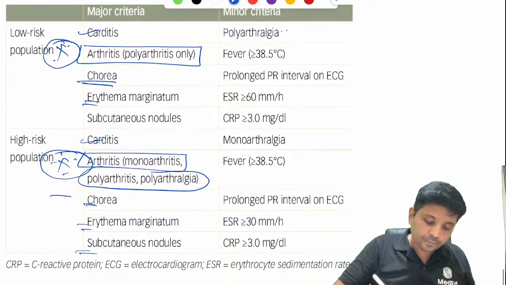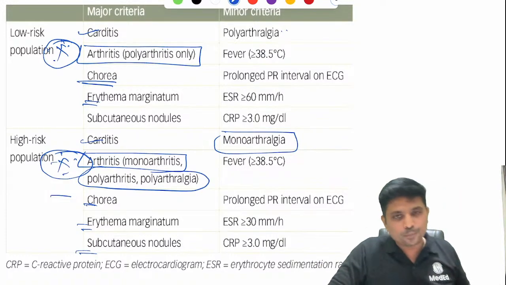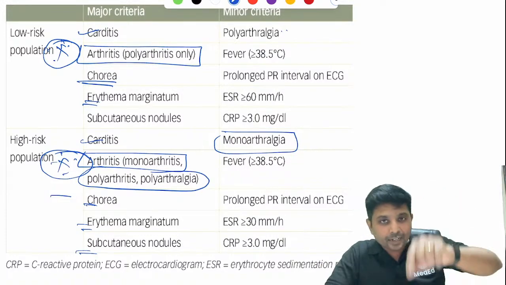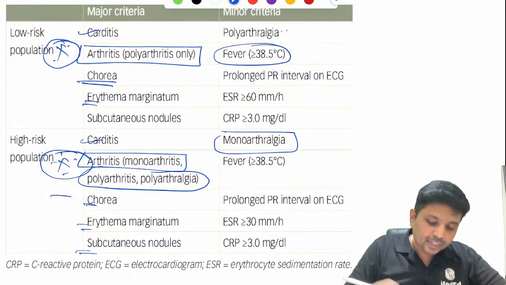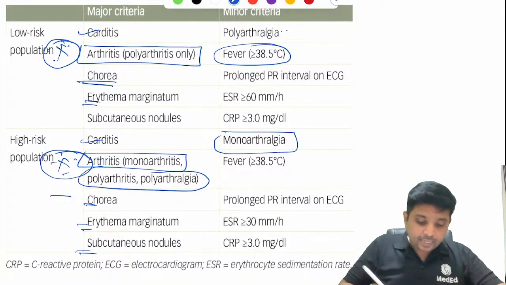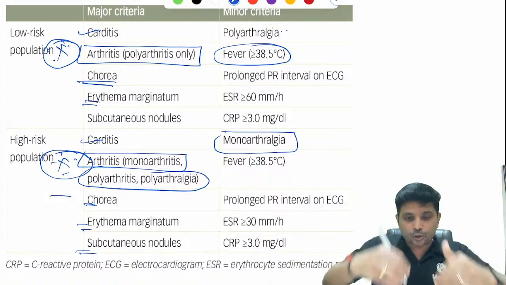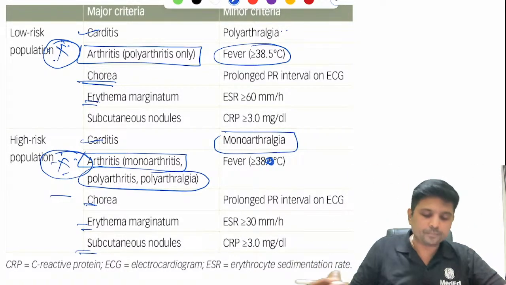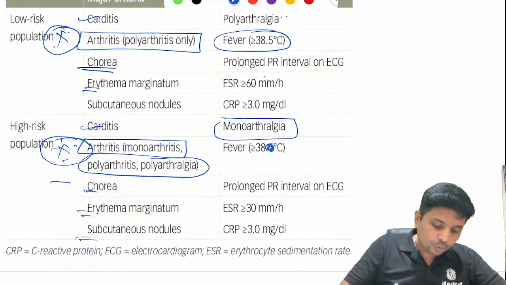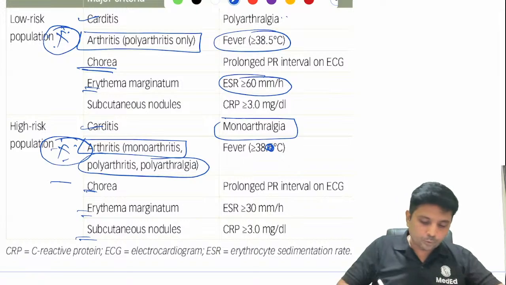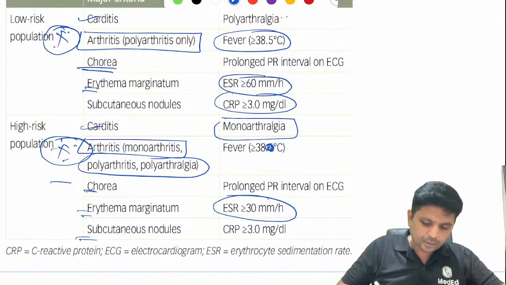Previously we didn't include monoarthralgia under any criteria. But in high risk cases, monoarthralgia becomes a minor criterion. Previously, fever of more than 38.5 degrees Celsius was considered, but right now the threshold has been reduced to 38. Previously ESR of more than 60, but now ESR of more than 30. CRP of more than 3, no change.